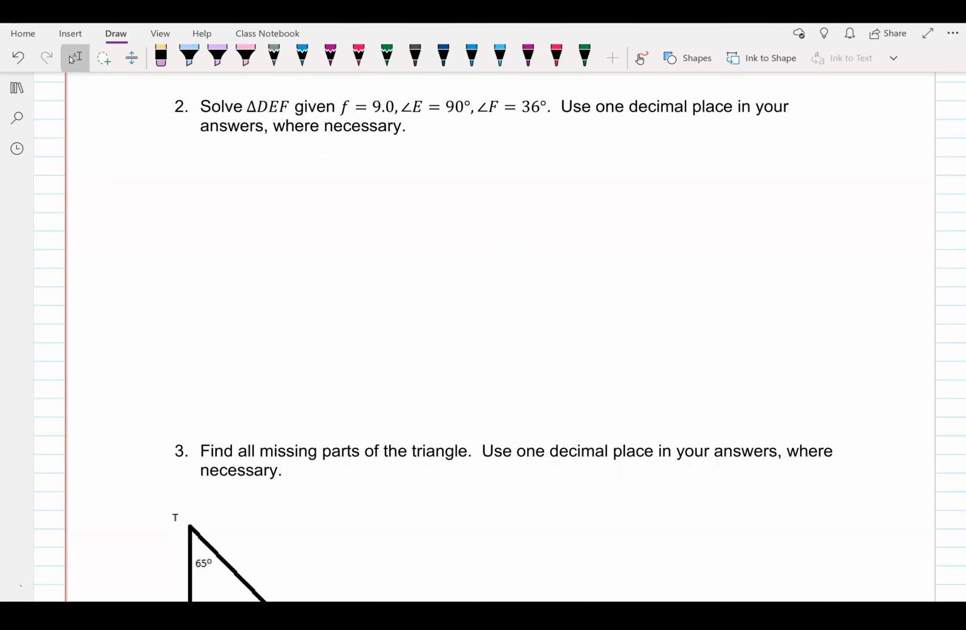It says solve triangle DEF given that F is 9, angle E is 90, and angle F is 36. So I'm going to draw my triangle. I know it's a right angle. Why does it keep doing that? It's so strange. Draw my right angle. I know that the right angle is my E. I know across from E must be little e. It looks like I'm looking for that.